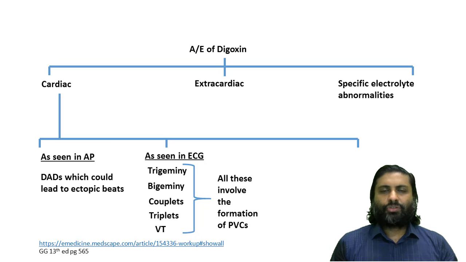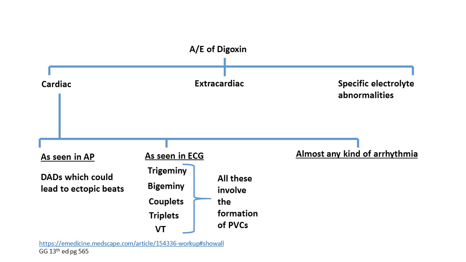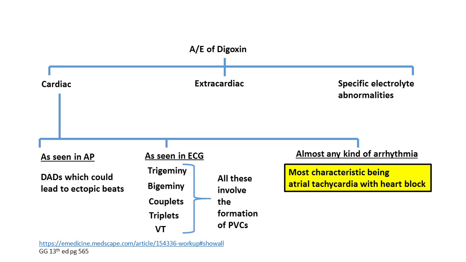In truth, digoxin toxicity can present with almost any type of arrhythmia. Of course, the most common form of arrhythmia would be the formation of premature ventricular contractions in various patterns, but the most characteristic arrhythmia associated with digoxin toxicity would be atrial tachycardia with variable degree of heart block.